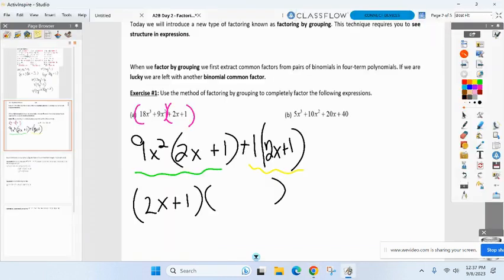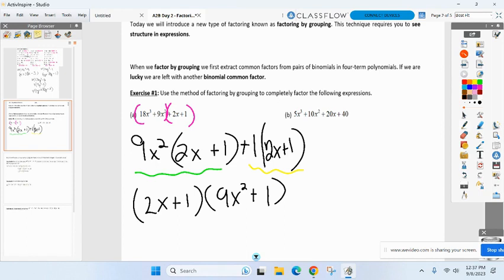3 again, Stella? 9x squared plus 1. Good. Yes? Does it matter if you switch the order of the parentheses? No. Nope. Does not.